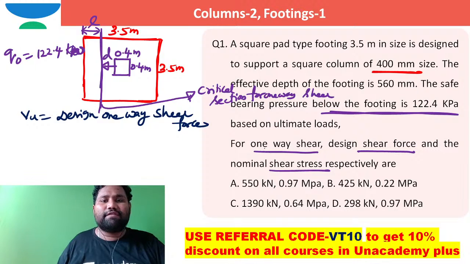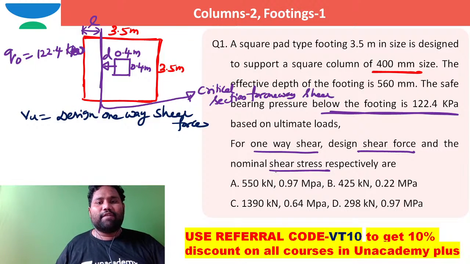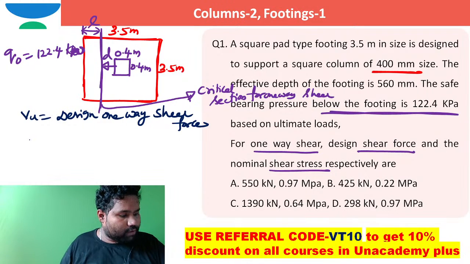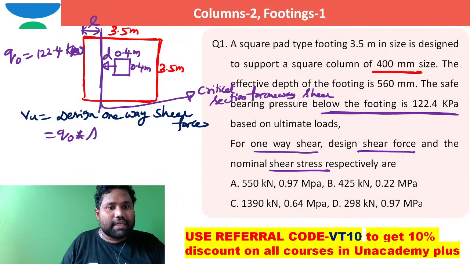I'm expecting an answer from you guys. What is the one way design shear force? So Vu, this one way design shear force, Vu is equal to q naught times this hatched portion, which is area A.